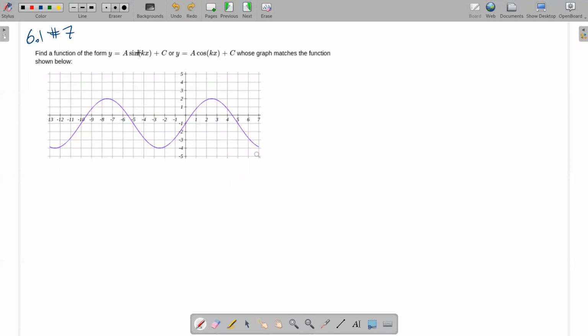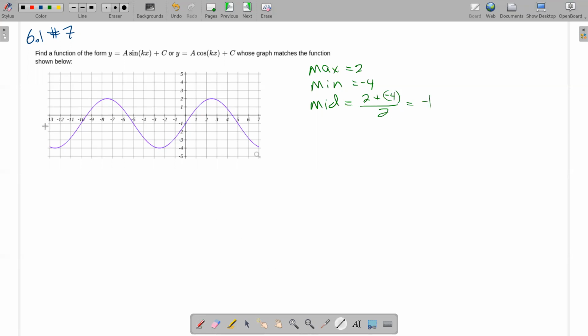Let's figure out the easiest thing to do, I think, is probably the amplitude and the midline here. So if we just identify some points, it looks like I have for sure a maximum of 2. And I have a minimum of -4. And so the midline's always right in between those. So we just add them up, divide by 2. Gives me -1.